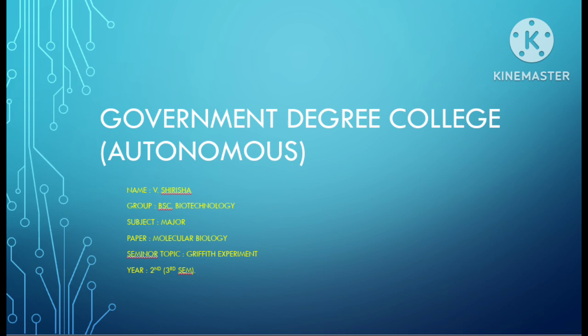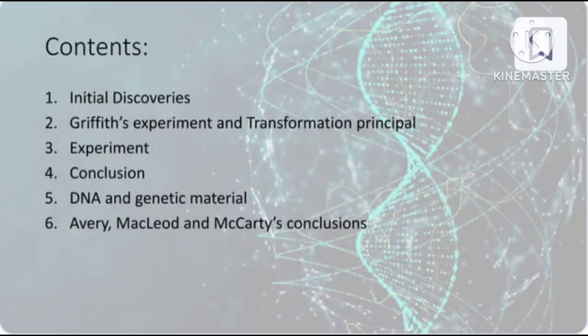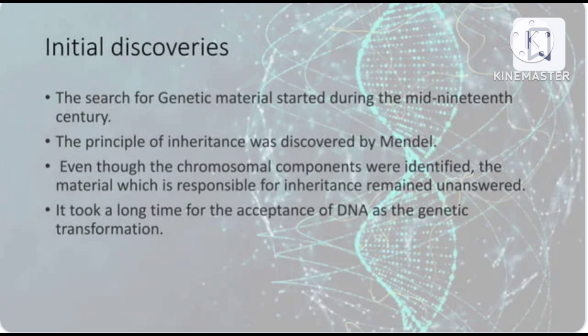Now I am telling about the Griffith's experiment from molecular biology. In this content, there are 6 steps: initial discoveries, Griffith's experiment and transformation principles, experiments, conclusions, DNA and genetic materials.